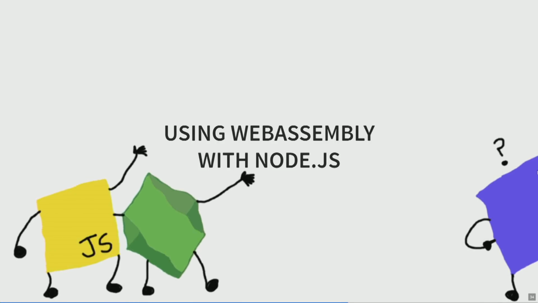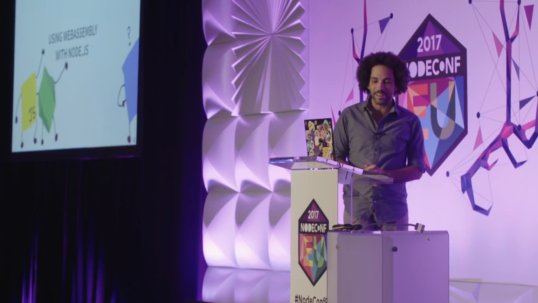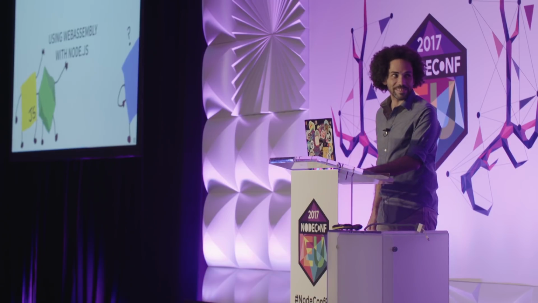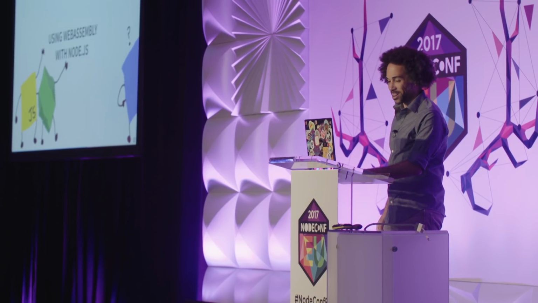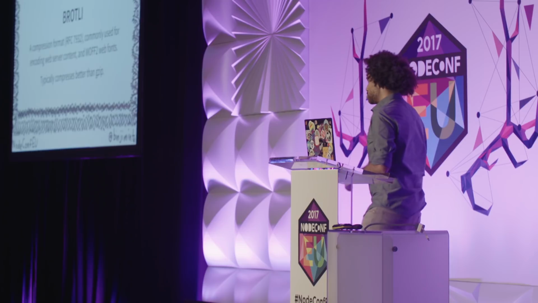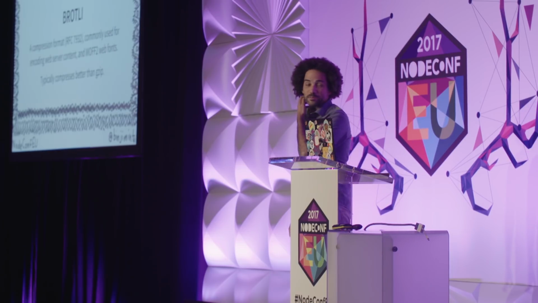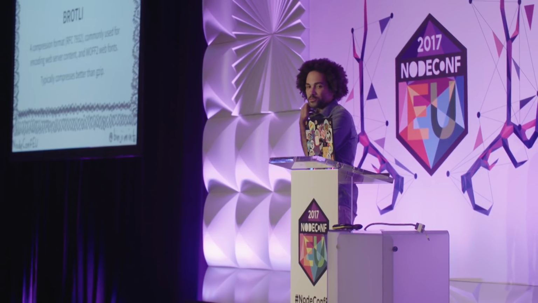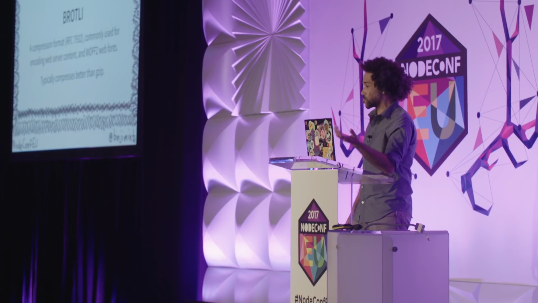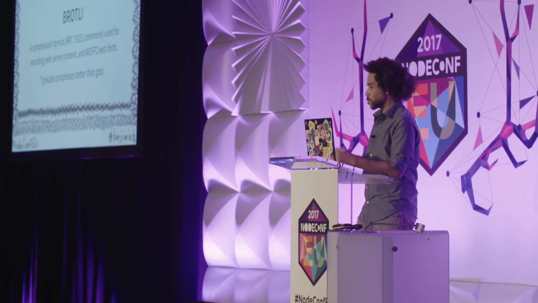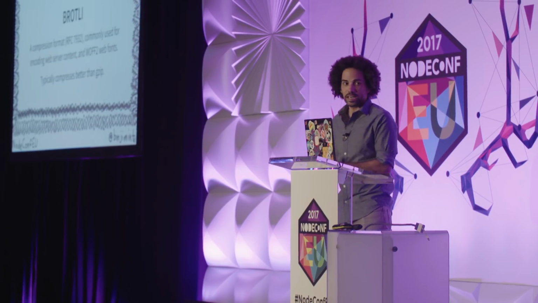So using WebAssembly with Node, let's take a look at some of the stuff you can do, some of the stuff that I tried out. One of the things I wanted to try out was Brotli. Brotli is really cool because it's a compression format. It's really popular on the web. People are using it instead of gzip because it usually gets a little bit better compression. And so I wanted to see what it was like.